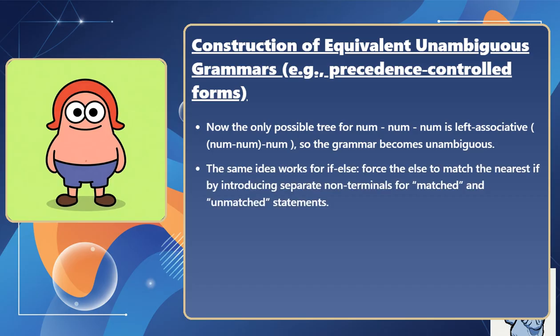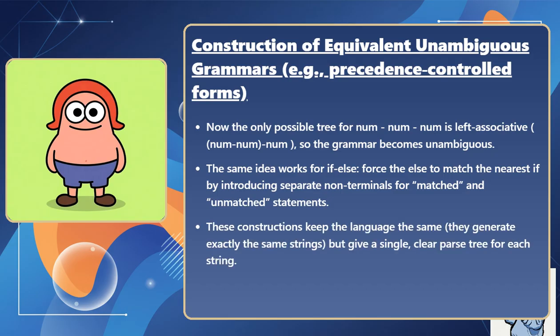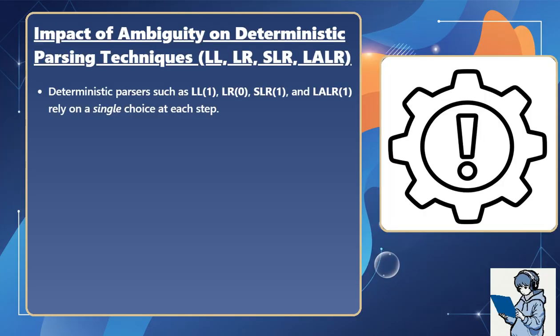The same idea works for if-else. Force the else to match the nearest if by introducing separate non-terminals for matched and unmatched statements. These constructions keep the language the same, they generate exactly the same strings, but give a single clear parse tree for each string.